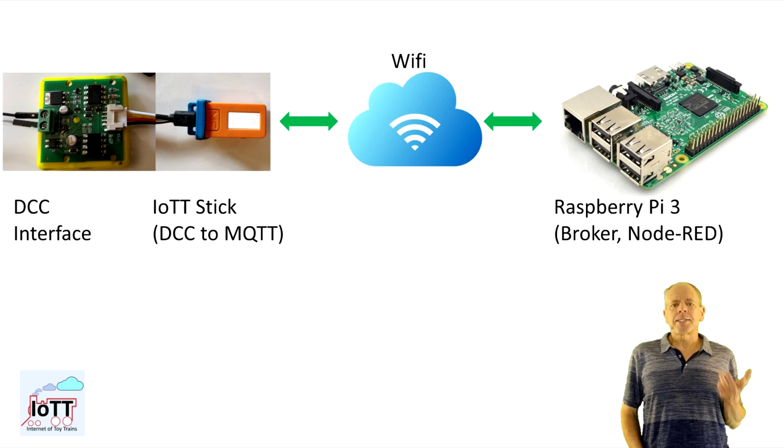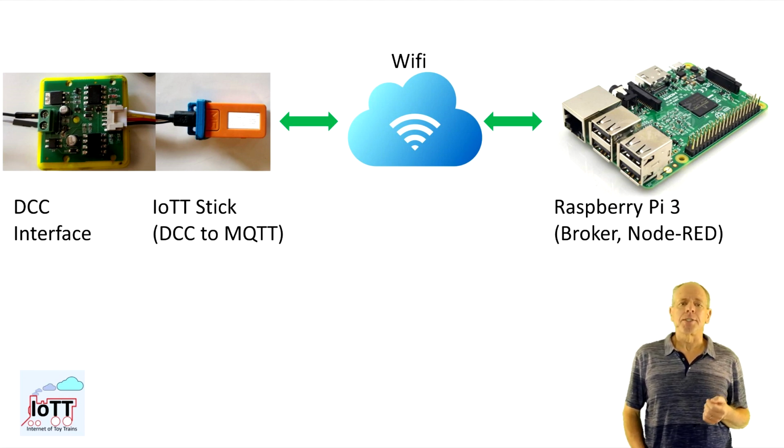Now for the next step, sending the DCC commands to the MQTT broker. As in previous videos, I am using Mosquitto on a Raspberry Pi 3 as my MQTT broker, along with Node-RED as tool to view and manipulate MQTT messages.